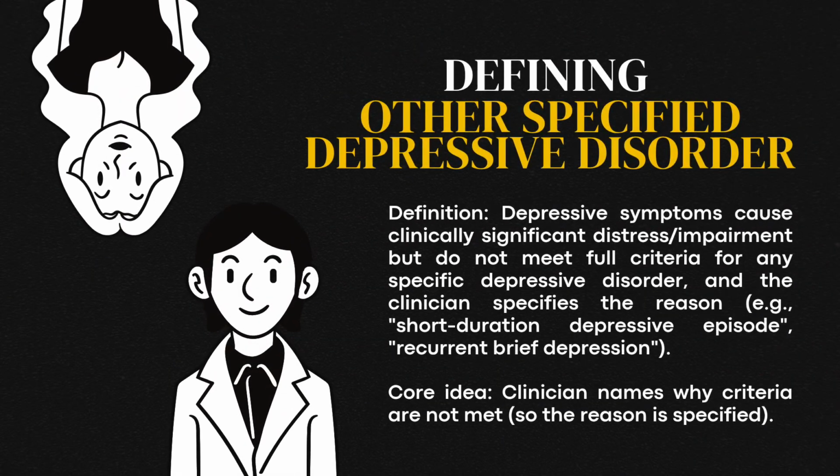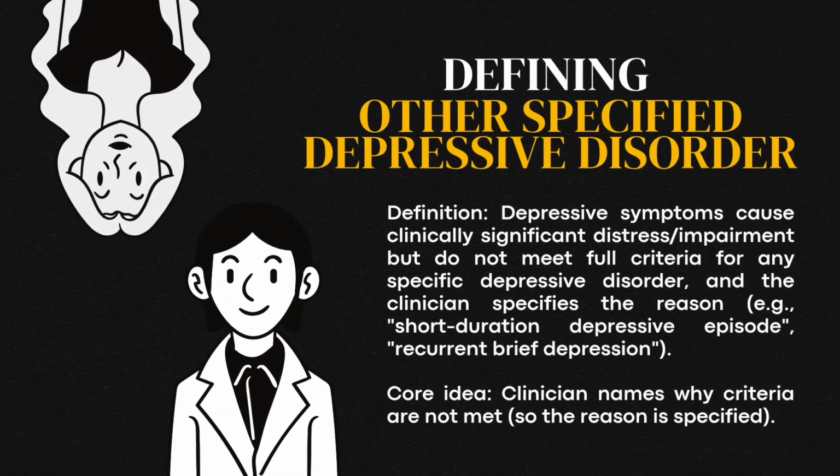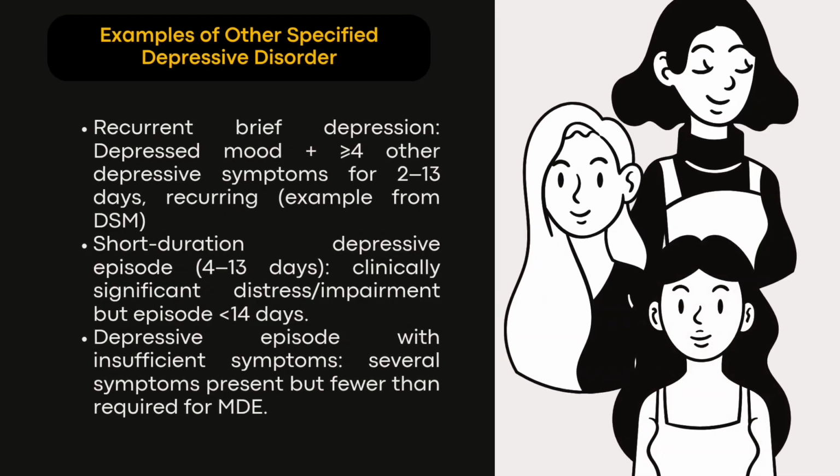So, other specified depressive disorder, or OSDD, is diagnosed when depressive symptoms cause distress or impairment but do not fully meet the criteria for any specific depressive disorder. The key feature is that the clinician specifies the reason why the criteria are not met. For example, the episode might be too short in duration, or the patient may have too few symptoms. So the diagnosis might be written as OSDD, short duration depressive episode. This way, the symptoms are acknowledged and the clinical reasoning is clear. Now let's proceed to the common presentation of OSDD.